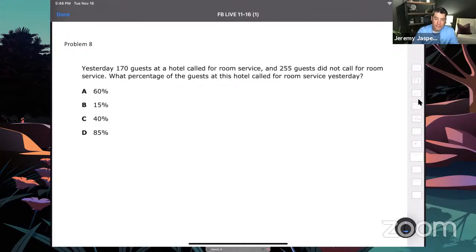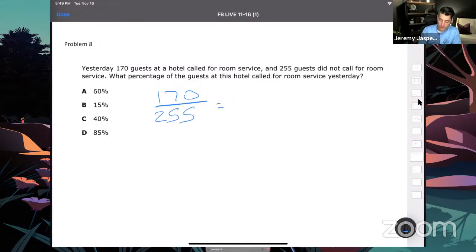I picked this problem because I could see where people would get frustrated or hung up on one little thing. These two sentences can be very confusing for some people, because what they're giving us is 170 and 255. And we know when we deal with percentage, we take what we have over whatever it is that we want, in this case room service, over the total guests. If you look at it quickly, you might just go, oh, 170 wanted room service, out of 255.